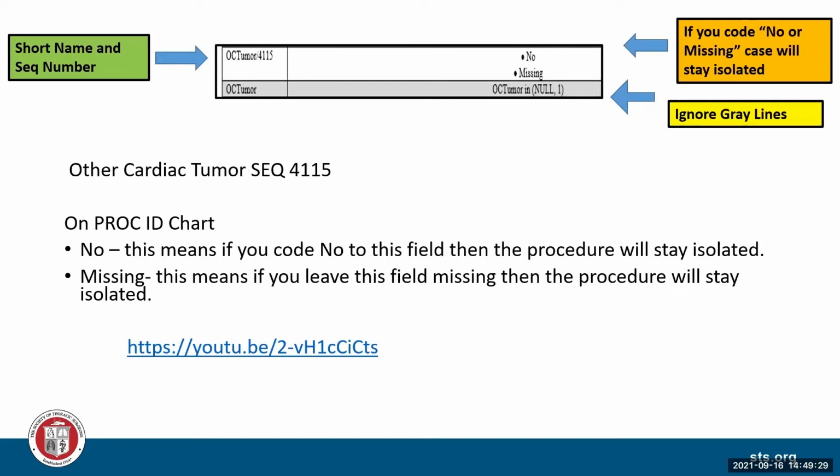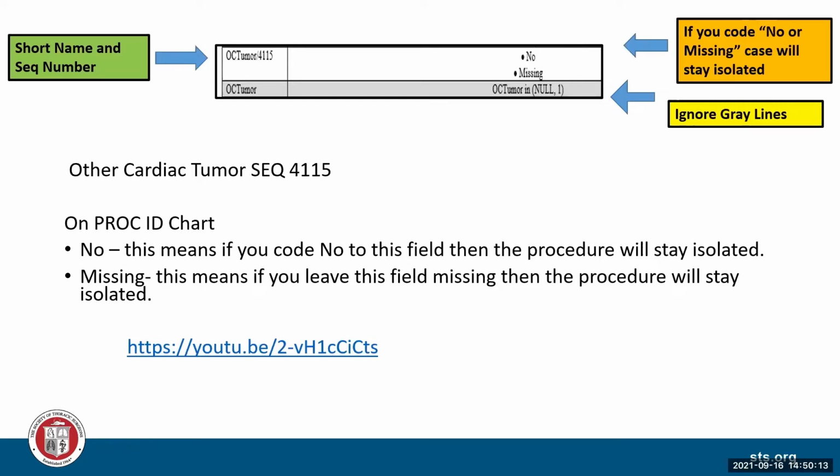Other cardiac tumor, sequence 4115. So let's say you're doing a cabbage, but there's also a cardiac tumor that you're taking out. And that's sequence 4115. So what I do in the Proc ID chart is first I put in sequence 4. I just hit my control F and search for sequence 4115. And then it'll focus it down for me. Or you can just scroll down to the cab all the way down and see if 4115 is there. So you can see on this slide that 4115 is on the Proc ID chart.